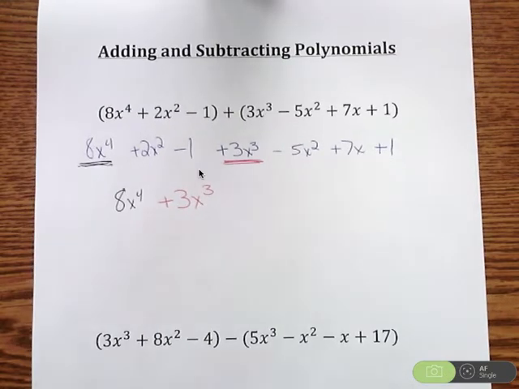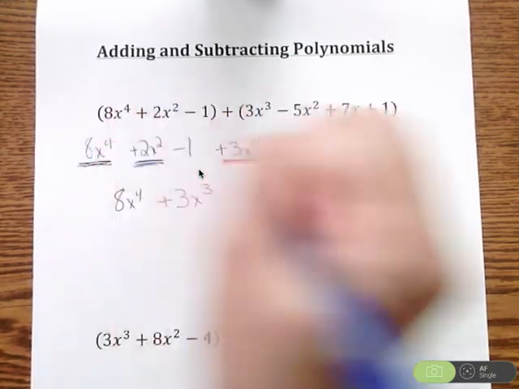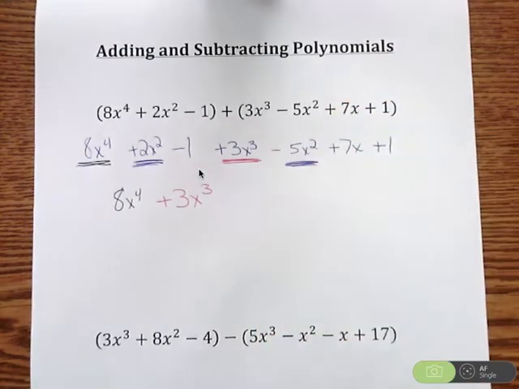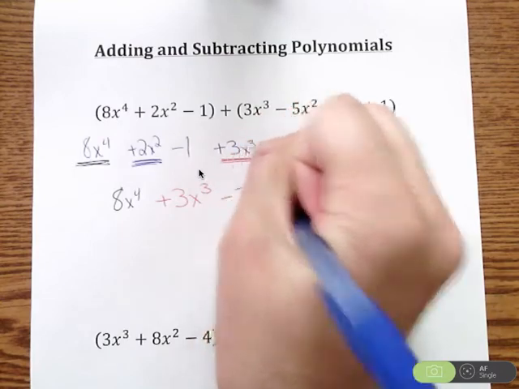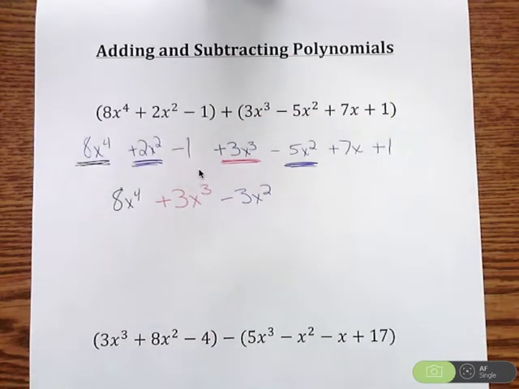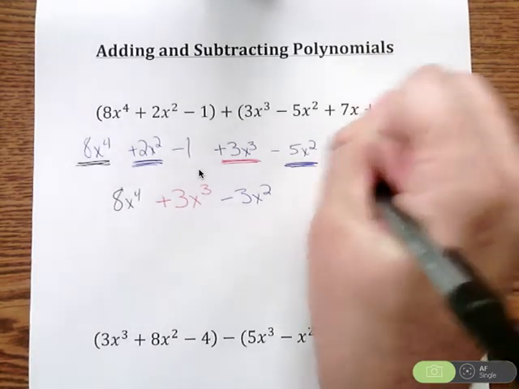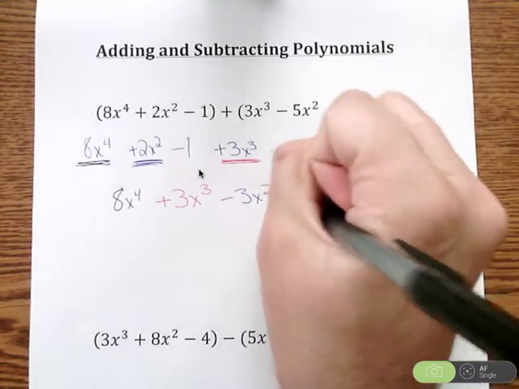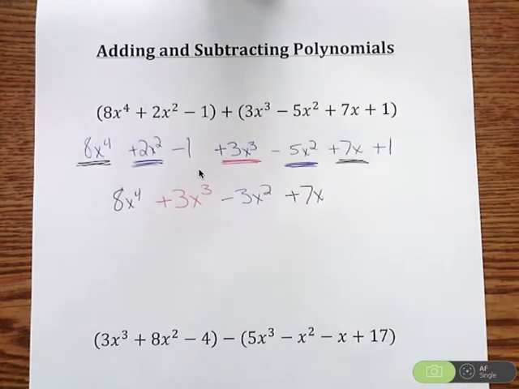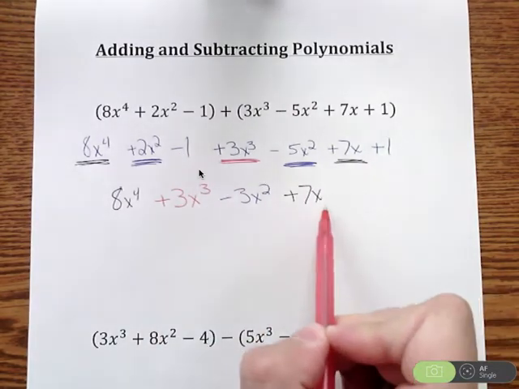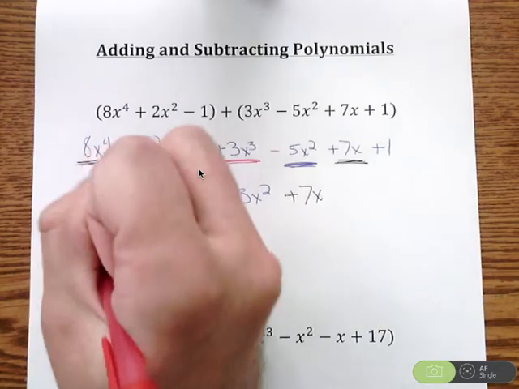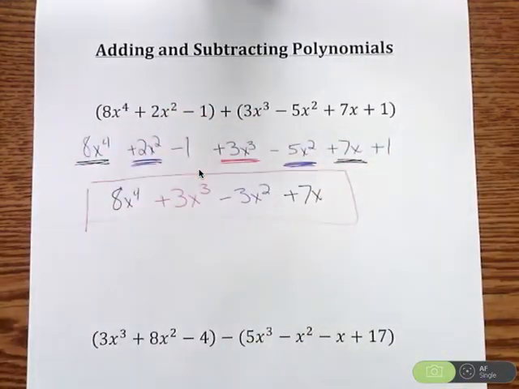Now I'm going to go to my x squareds, so I have a 2x squared and a minus 5x squared. 2 minus 5, I get negative 3x squared. After x squareds, I go to just plain old x's. I've got this 7x here, so I'm going to add 7x. And then last, I go to my constants, my numbers, my terms without variables. So I have a negative 1 plus 1, which is 0. I'm not going to put the plus 0, so I end up with that as my solution.